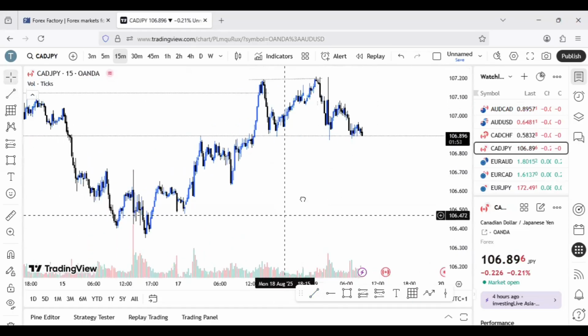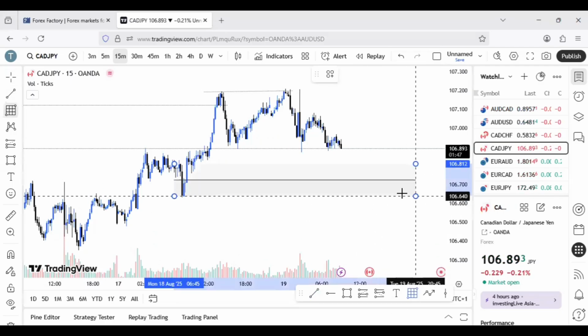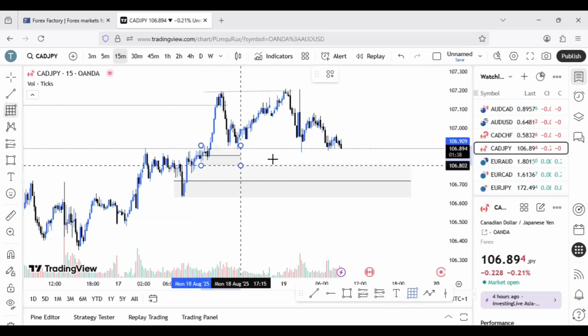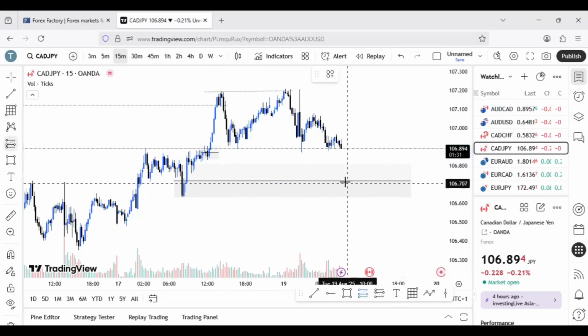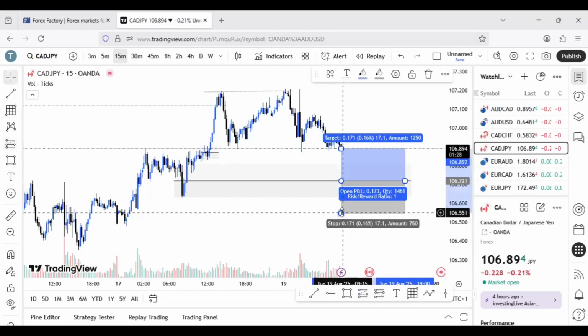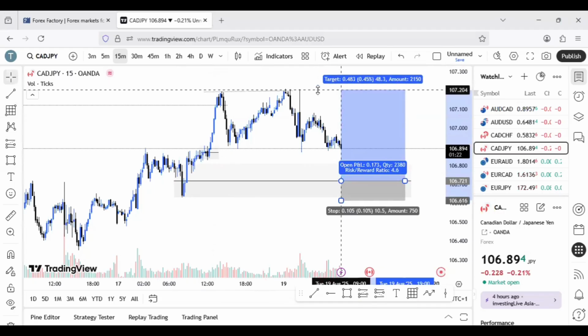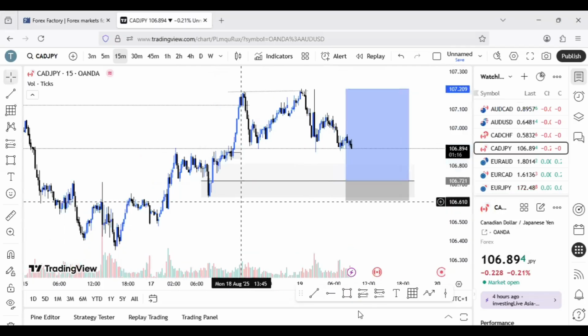So where are my points of interest? This is one. And there's an inducement for it. This one has been induced already. Can clearly see it. So this is unmitigated. So if at all I'm trying to look for a buy for today's trade, I'll be having my buy around here and my target here. And this is 4 point something. So this is what I'll be looking at on this pair today.